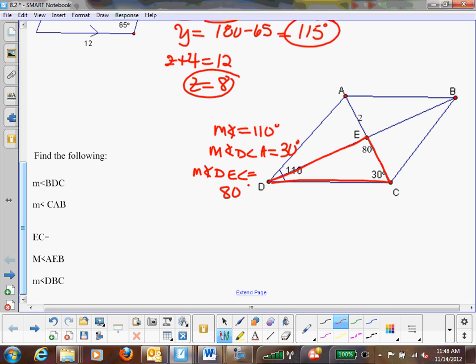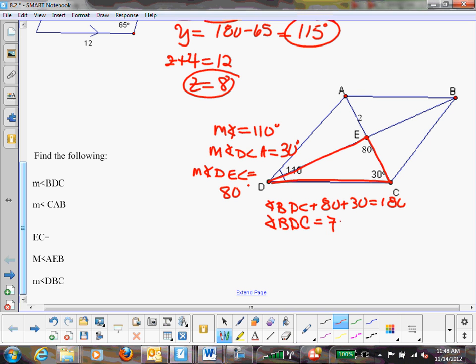In a triangle, we have 180 degrees, don't we? So the measure of angle BDC plus 80 plus 30 is going to equal 180, which leaves me the angle BDC is equal to 70 degrees. Okay, if this is 70 degrees, and without even looking what other questions we have, what else can I immediately determine in this picture? Sarah?